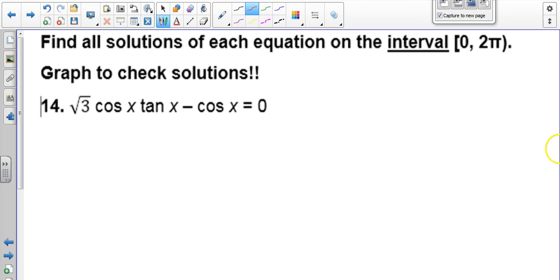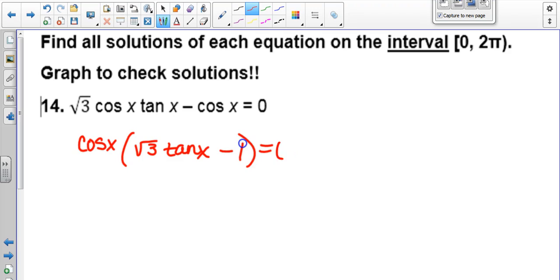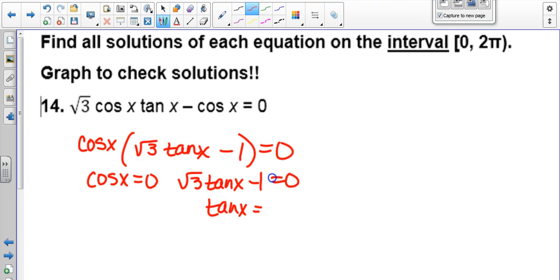Okay, number 14. What do you want to start here? Factor out a cosine, and it will say square root of 3 tangent of x minus 1. So the cosine of x equals 0. Or square root of 3 tangent of x minus 1 equals 0, which would make the tangent of x equal to 1 over square root of 3. Can I leave it like that? Is that actually easy?